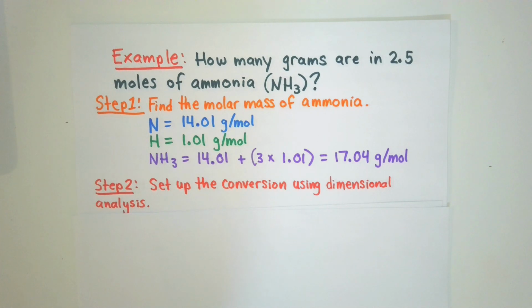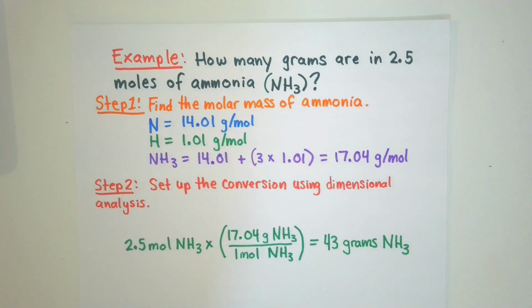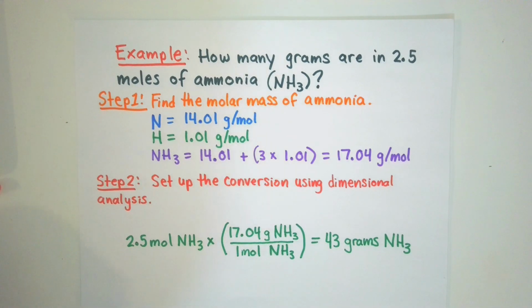Now for step 2, we're going to set up the conversion using dimensional analysis. Since we are starting with moles and we want to end up with grams, we're going to put our moles first in our dimensional analysis equation. And so we have 2.5 moles of NH3, and we're going to multiply it times our conversion factor.